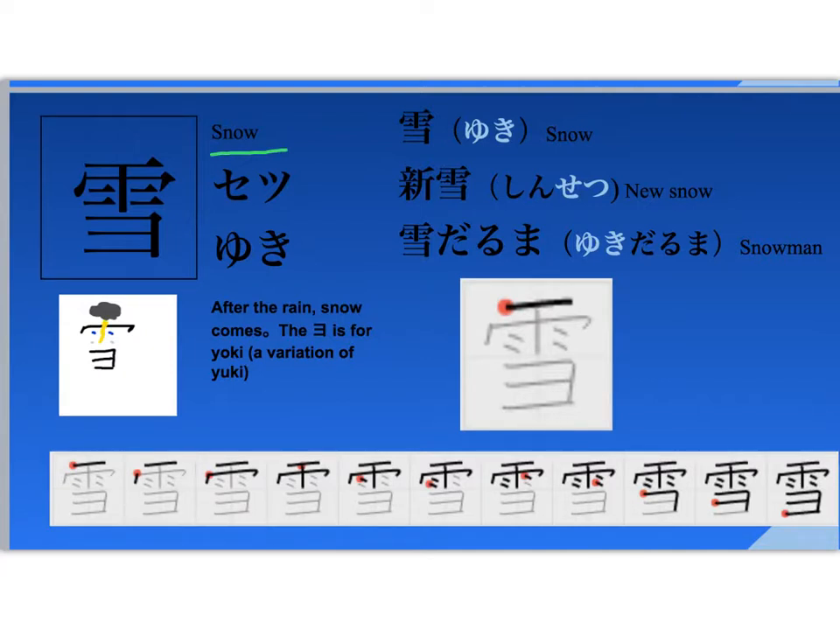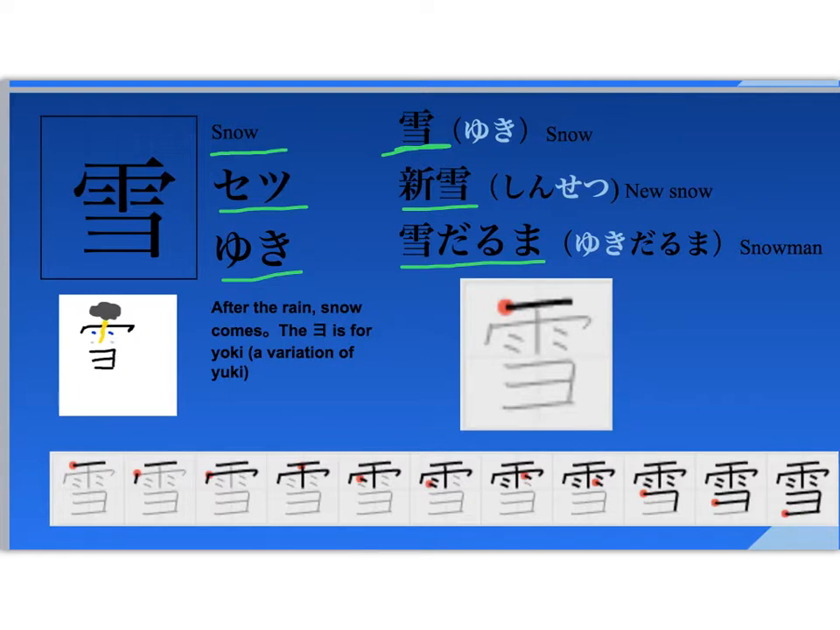Anyway, this kanji is read setsu for the onyomi, yuki for the kunyomi. So, of course, by itself, you always use the kunyomi. It's yuki. But then you have something like shinsetsu, which means new snow. We also know shinsetsu as kind, but that's a different kanji, right? So Japanese has a lot of homonyms like this. And then you have something like yukidaruma. So yukidaruma means snowman. Daruma is the name of Bodhidharma, who is a Buddhist figure.